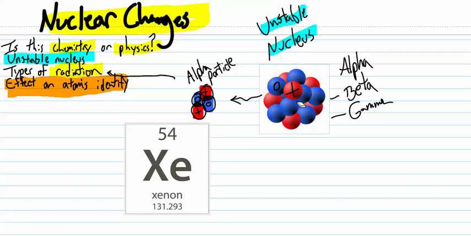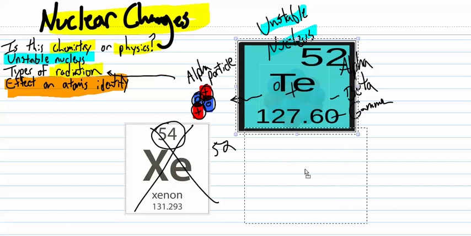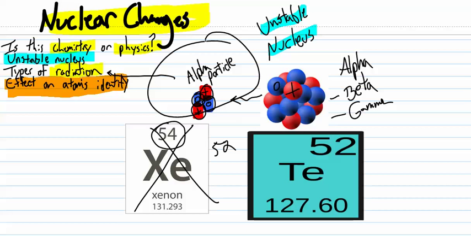It probably wasn't because this one's pretty small, but we're just going to pretend that this nucleus is one of those. So this had 54 protons. It had 54 of the pluses. But now that it has lost this thing, it no longer has 54, it now has 52. So that means this is no longer xenon. It has become somebody else. So who is element number 52? That is tellurium. So when an atom gives off alpha radiation, it becomes a new atom, a new element.